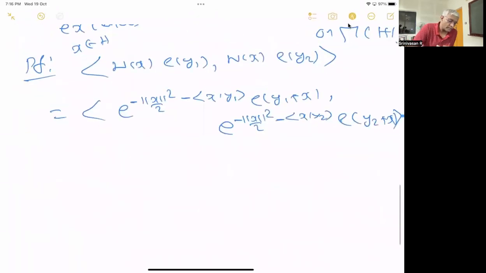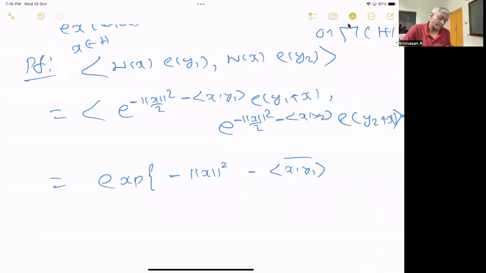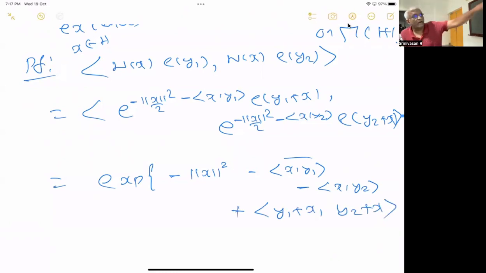To calculate the inner product, I want to write everything in brackets. Norm x squared by 2 and norm x squared by 2 will add up to norm x squared. This is a positive number, so whether you take it from the first place or the second place in the inner product doesn't matter. The first one is conjugate linear, so I take it out as conjugate of x, y1. The other one is x, y2. Then the inner product between E of y1 plus x and E of y2 plus x. I have taken all the constants out first.